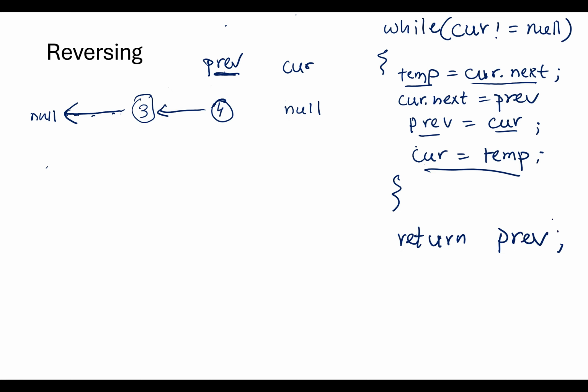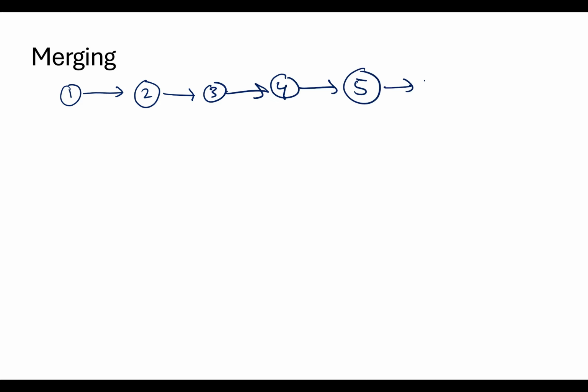This is my second part. I'm done with reversing. Okay, so next I have to merge, right? My initial list was like this: 1, say 2, 3, 4, 5. And then there was null. And then I had halved it. That means I had broken it here.